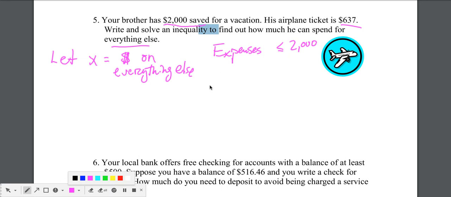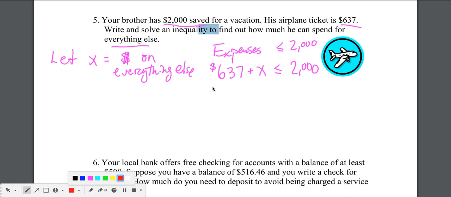2,000. Okay, so let's say X is going to be everything else, and so we're going to buy our airplane ticket. Airplane ticket is $637. Then we're going to add all the other expenses right there, and it should be under $2,000, not exceeding 2,000. Okay. And so I know a lot of us are like, why did we have to write an inequality when I know that I should just take my $2,000 and subtract 637?